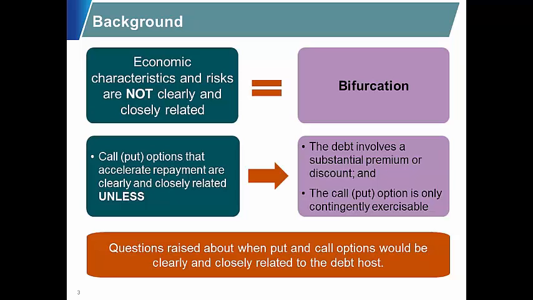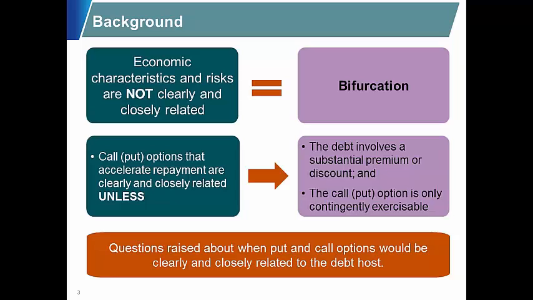Thanks. So 815, or formerly FAS 133, requires that embedded derivatives be separated from the host and accounted for as a derivative if three criteria are met. Today we're going to discuss one of the three. Under 815, if the economic characteristics and risks of the embedded derivative instrument are not clearly and closely related to the economic characteristics and risks of the host contract, an entity is required to bifurcate.